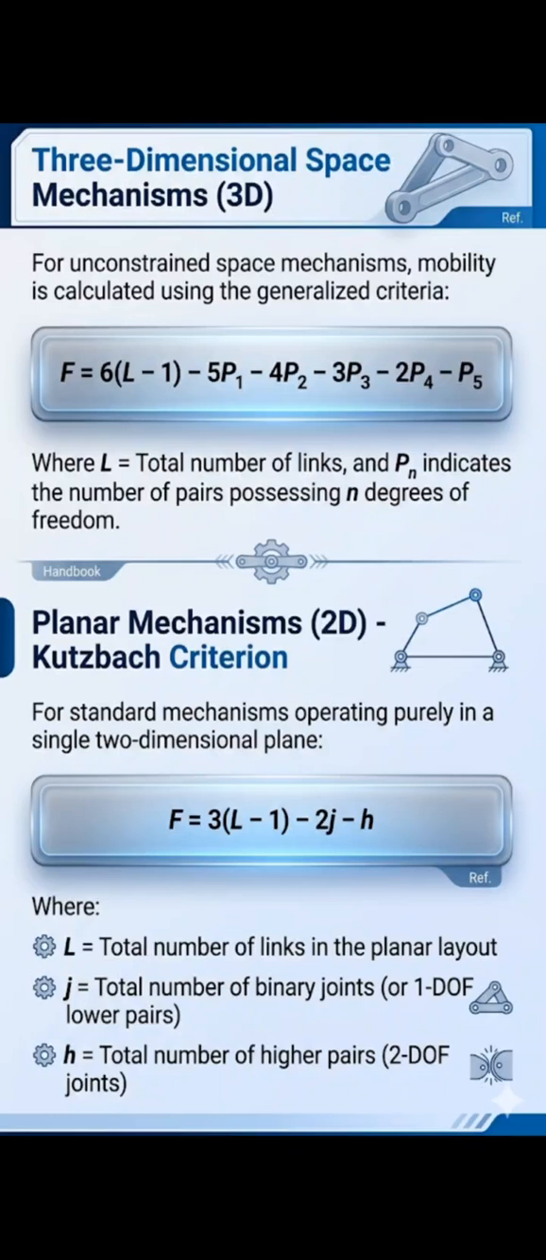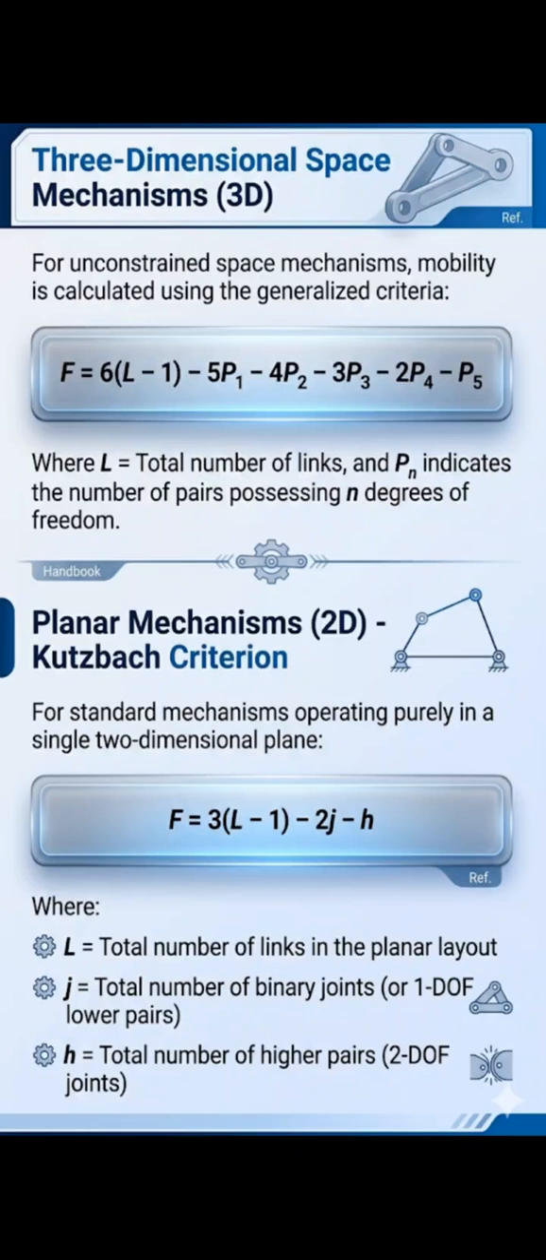Three-dimensional space mechanism. For unconstrained space mechanisms, mobility is calculated using the generalized criterion F = 6(L - 1) - 5P1 - 4P2 - 3P3 - 2P4 - P5, where L is the total number of links and Pn indicates the number of pairs possessing n degrees of freedom.